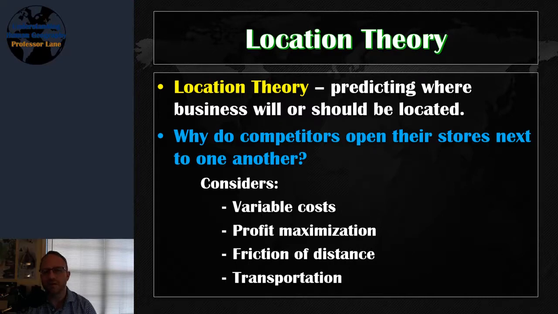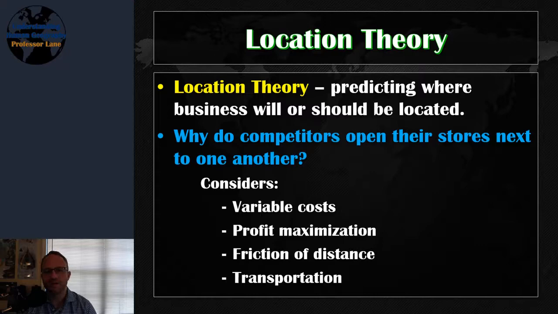These models focus on main points: variable costs associated with changes in production, profit maximization approaches to reducing variable costs, and the cost of transportation due to friction of distance. Variable costs refer to expenses that change in proportion to production output. Variable costs increase or decrease depending on a company's production volume. They rise as production increases and fall as production decreases. Labor costs and raw materials are examples of variable costs and can change dramatically depending on location.